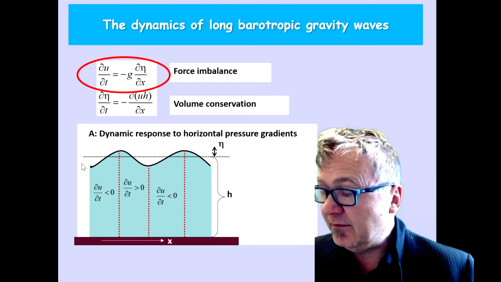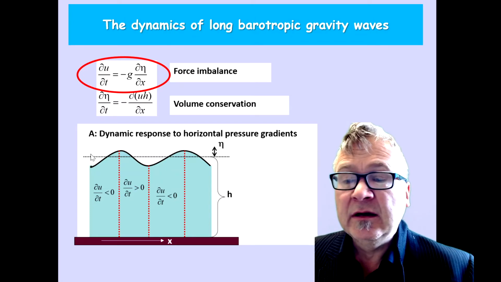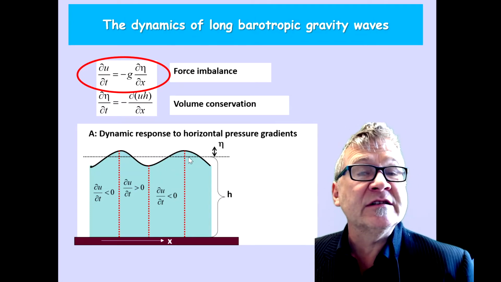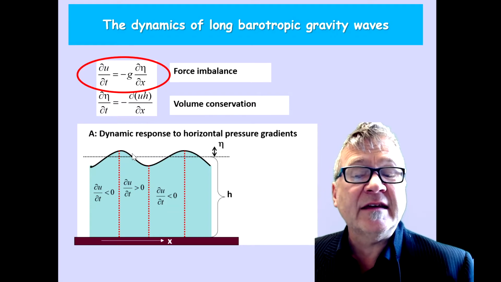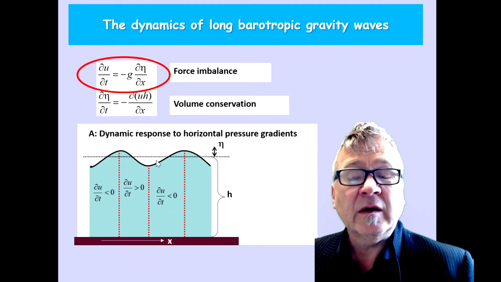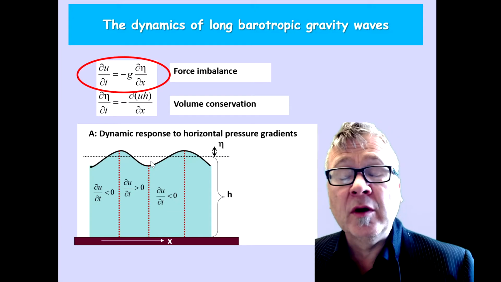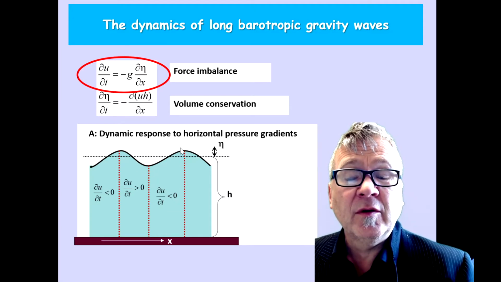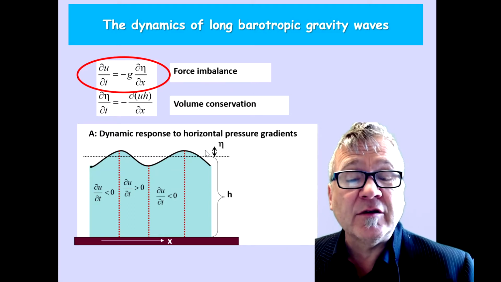Okay? Let's activate the mouse. Undisturbed sea level is this dotted line. Sea level elevation is positive in some parts, negative in other parts. Okay, and you can see that there is a slope in the sea surface. Okay, you have a positive slope or you have a negative slope.